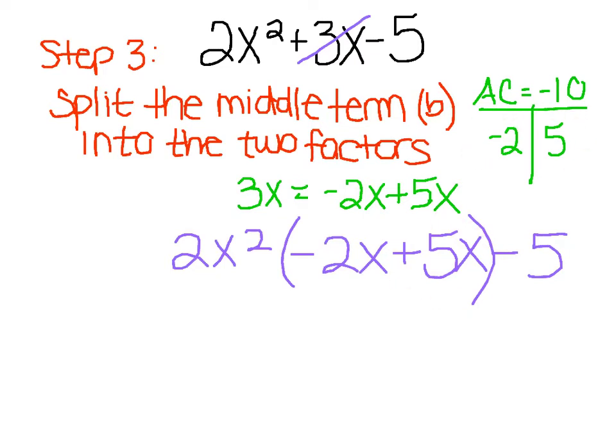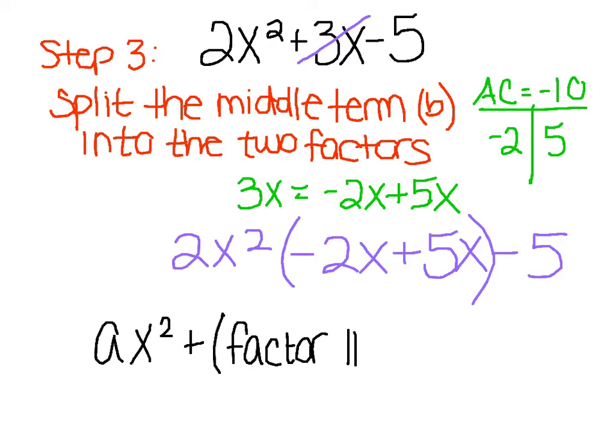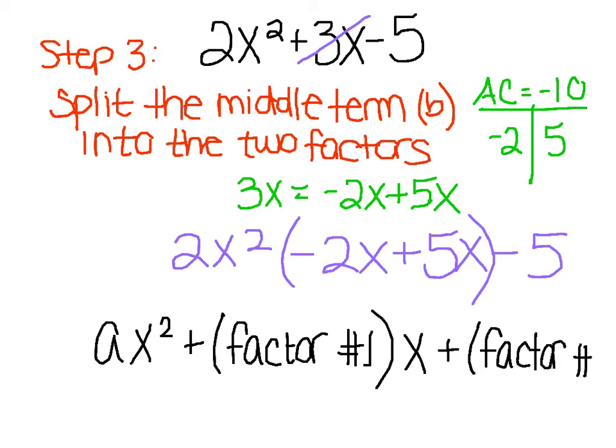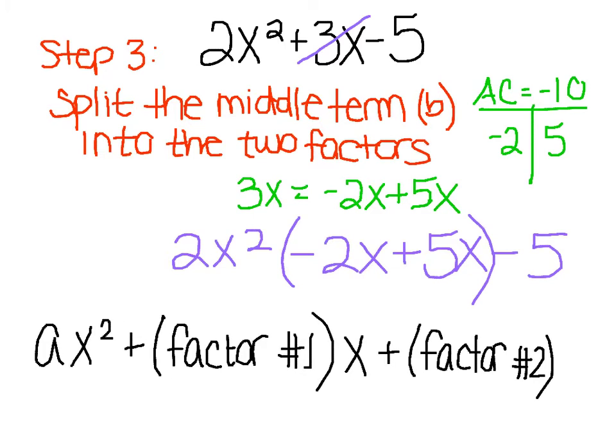So what you're basically going to split it into is ax squared plus factor number 1, in this case it was negative 2, but it could have been 5, times x plus factor number 2, times x plus c. This is your general formula. Once you have this, we can then factor by grouping.